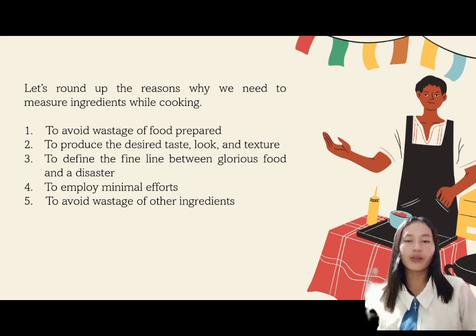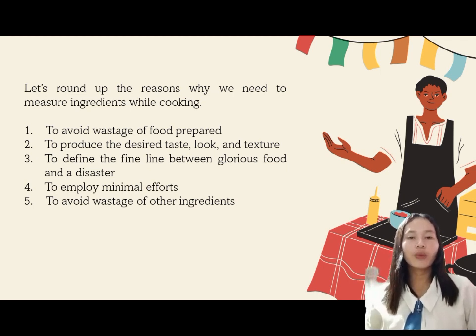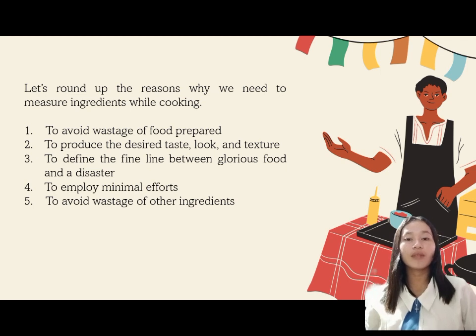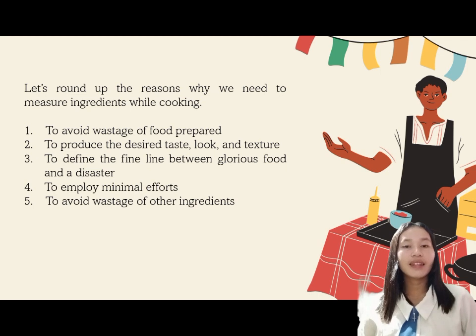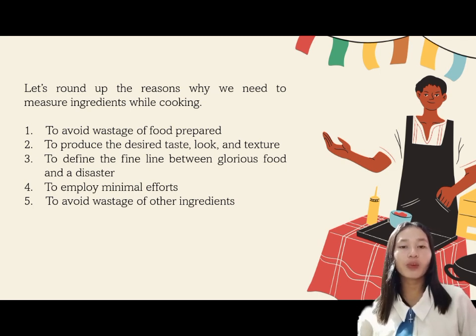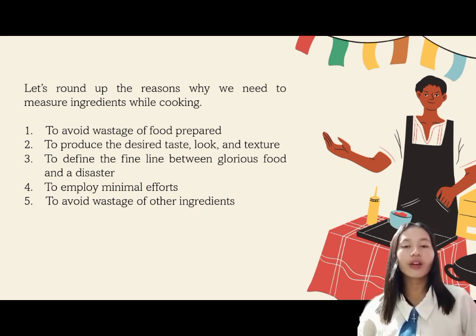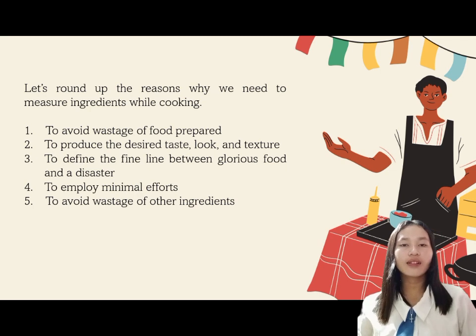being the bee of the house. So the third one is to define the fine line between glorious food and a disaster. In the end, it is about the delicacies you prepared, their odor, their appearance followed by the taste. Even before the dishes hit the dining table, you'll have a fair understanding of how the dish turned out to be. The fourth one is to employ minimal efforts.